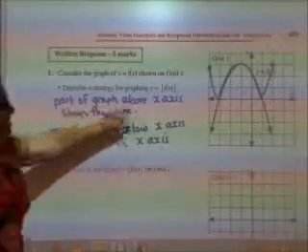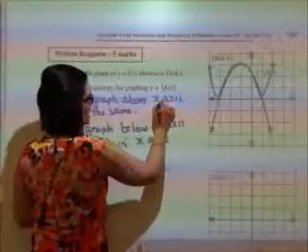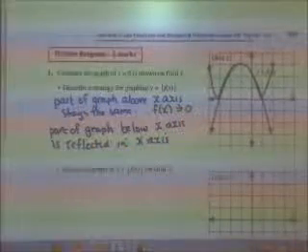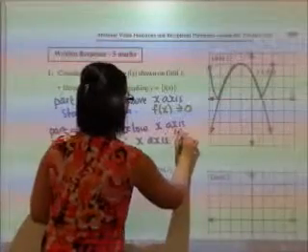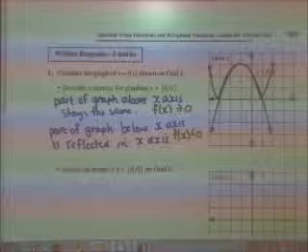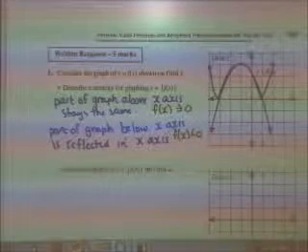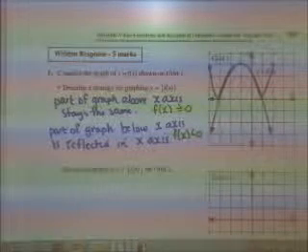Mathematically, the way that we would say this, the part of the graph above the x-axis, is when f of x is greater than or equal to 0. The part of the graph that would be below the x-axis, that's when f of x is less than 0. That would be the mathematically correct way of describing it. Okay? Since I've already sketched it on grid 1, I don't need to replace it on grid 2.